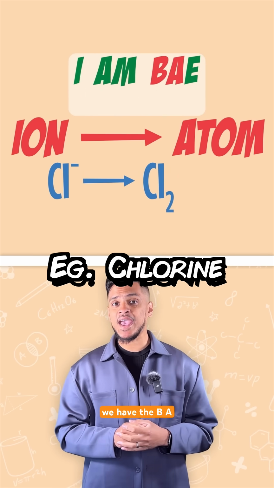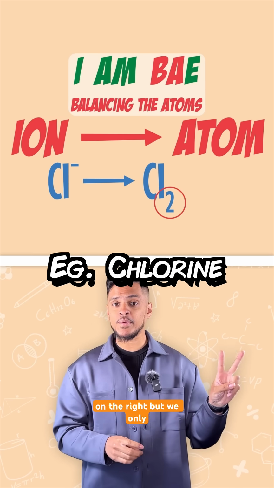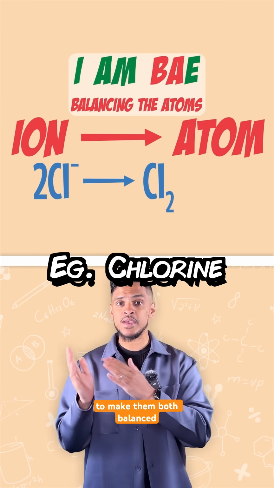Next, we have the Ba, which stands for balancing the atoms. So we have 2 chlorines on the right, but we only have 1 on the left. So we need to put a 2 in front of the Cl- to make them both balanced.